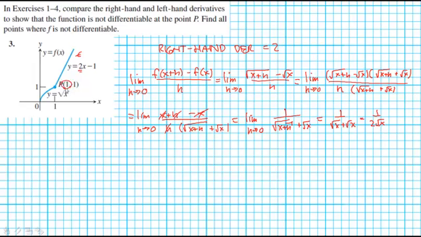Now, since we're interested in the left-hand derivative at that point, the left-hand derivative therefore ends up equaling 1 over 2 times the square root of 1, or 1/2. Again, we notice that the right-hand derivative and the left-hand derivative do not match, and therefore our conclusion is that f is not differentiable at p.